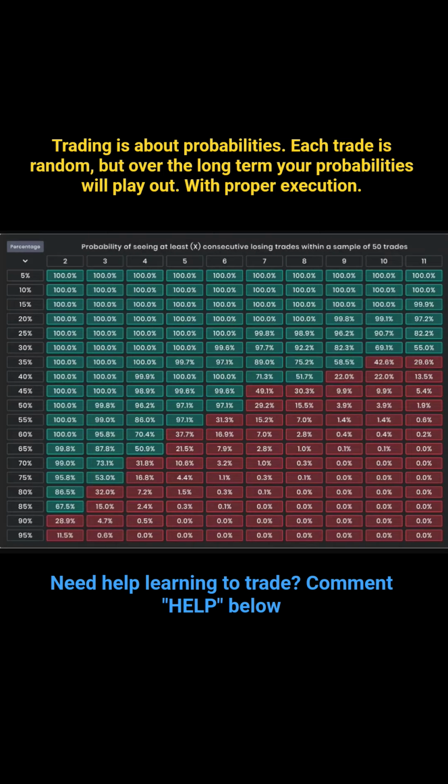It's random in the short term. Over the long term, you'll see your probabilities play out. But this chart is extremely important because what we're dealing with is probabilities. I can't just command, hey, I win 80% of the time according to my back testing, so I'm going to win 8 out of 10 trades every time. That's not how it works. And this chart is a great example of that.